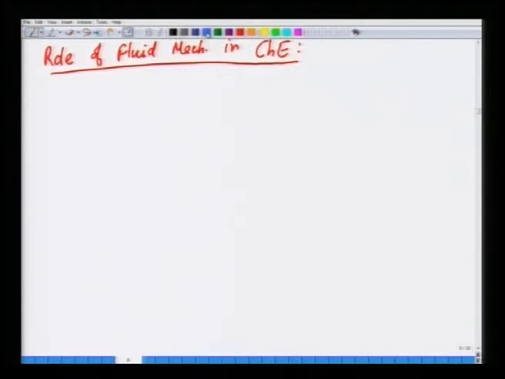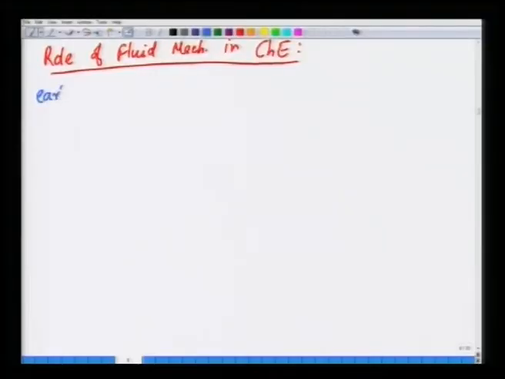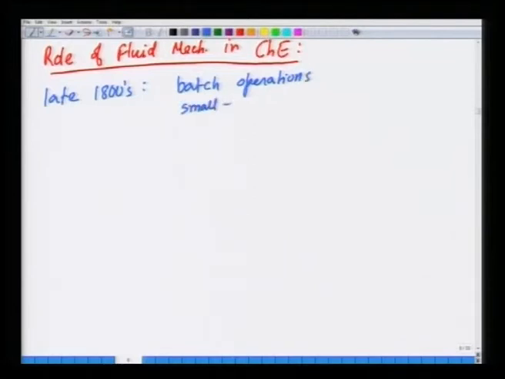Okay. So, to this end, it is useful to first go into some historical aspects of how chemical engineering evolved. Until the rather late 1800s, chemical engineering or chemical industries focused only on small scale batch operations. Okay. So, it is small scale batch operation.